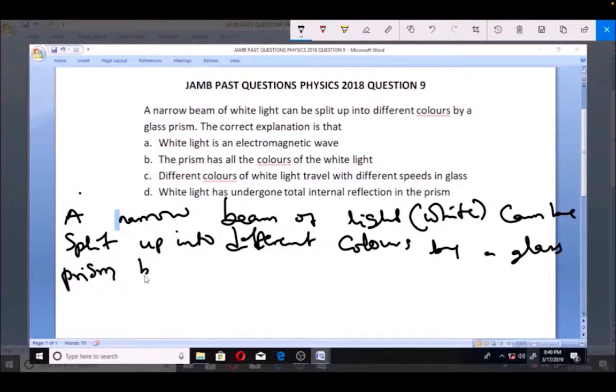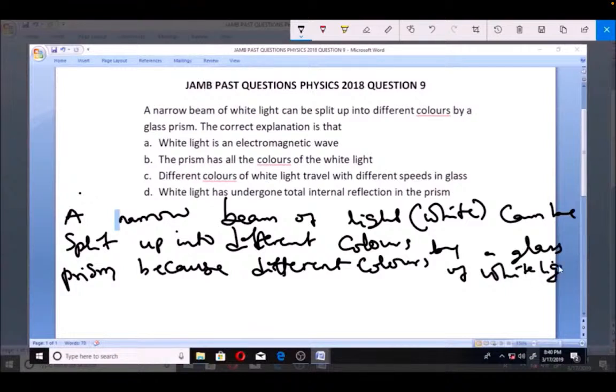So why does this happen? This is because, and this will give us the answer to what we are asking. Why does a narrow beam of white light split up when passed through a glass prism? It is because different colors of white light, that means in white light there are actually different colors inside it, travel, move. You will not see them until you pass the white light through a glass prism. There are actually different colors inside the white light, and they move with different speed.